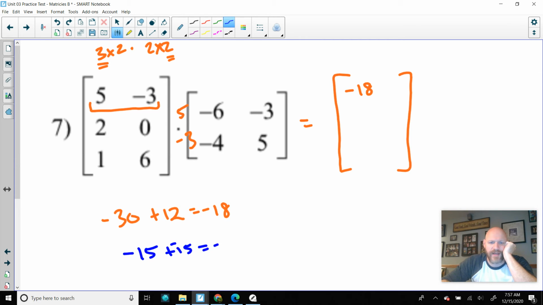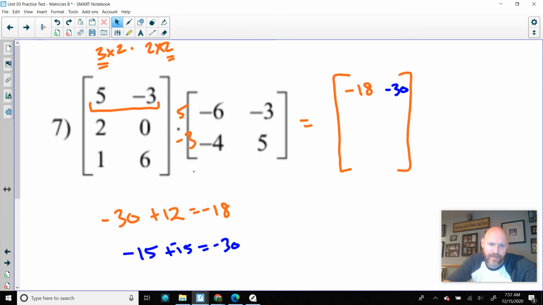And so that's going to give us a negative 30, big numbers. So we got a negative 30 in that first row, second column. Now I'll move down. This one should be easier because it's got a big fat 0 in it.